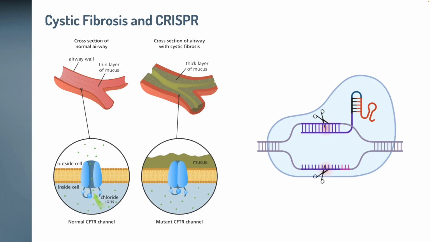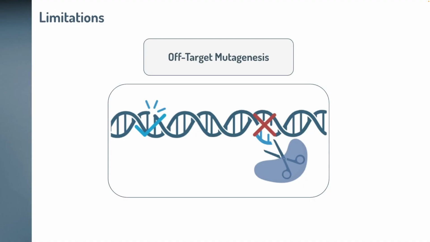Now that we have discussed how CRISPR works and its applications in gene therapy, we would like to cover some limitations of this technique. The main limitation of using CRISPR-Cas9 is off-target mutagenesis. These off-target effects produce unintended mutations at different DNA segments. New engineered Cas9 variants and optimized guide designs can help reduce the chance of off-target effects.